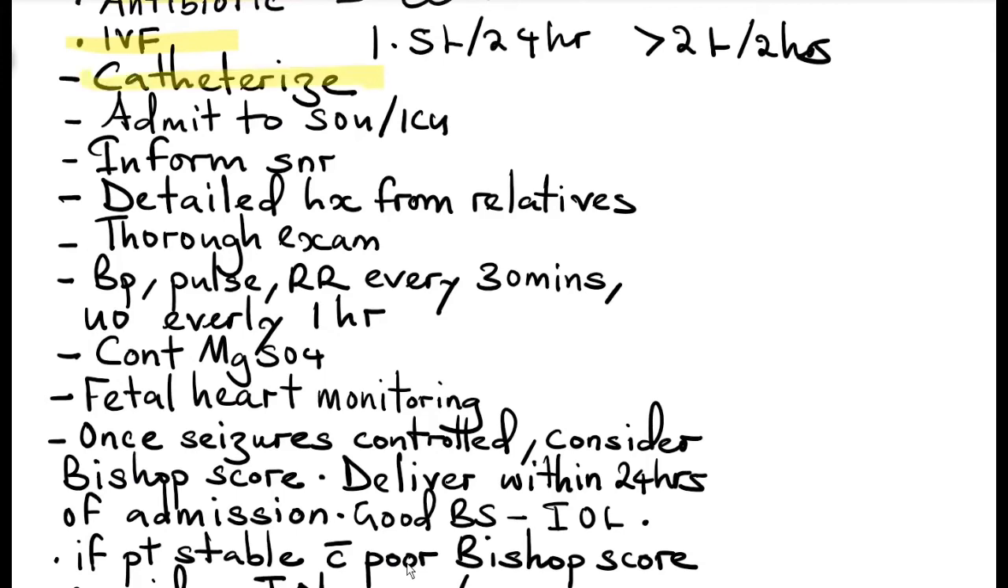Catheterize this patient to monitor urine output, especially for magnesium sulfate toxicity. Admit to special observation unit. Inform your senior. Now that you've stabilized the patient, you can take a detailed history from the relatives and do a thorough examination. Remember to monitor the blood pressure, the pulse rate, and the respiratory rate every 30 minutes, and the urine output every 1 hour.